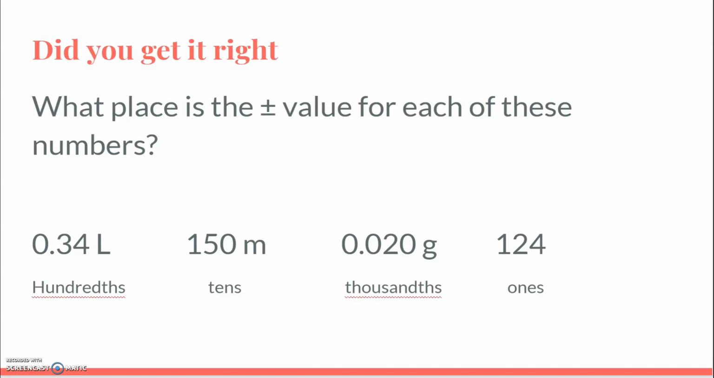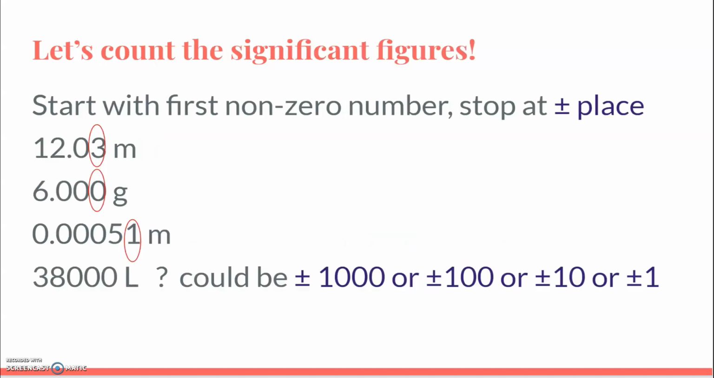All right, did you get it right? The plus or minus place is here where the 4 is, which is the hundredths place. The plus or minus place here could be the tens, or it could be the ones. This is one of those multiple of 10 numbers, and I don't know, so I have to assume the worst. So this is the tens place. This is at the 0 here. This is the thousandths place. And here it's at the ones place. Did you get them right? Hope you did.